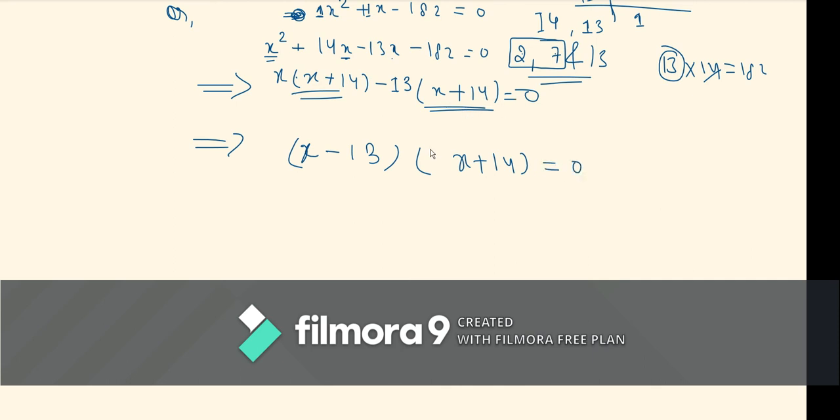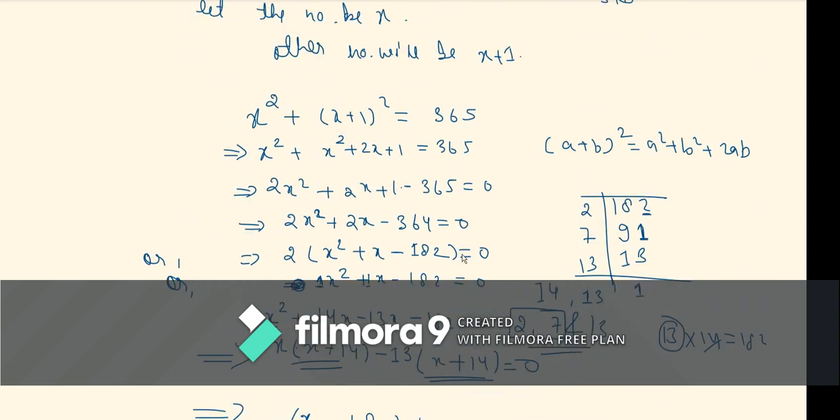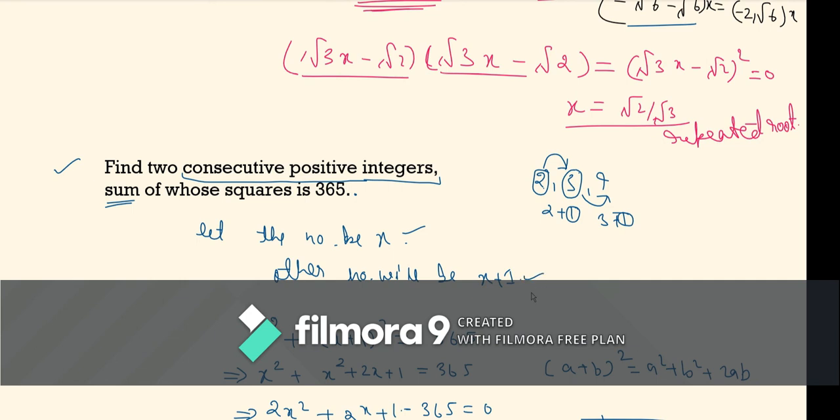Either this term is 0 or this term is 0, so let's do it. x minus 13 is equal to 0 or x plus 14 is equal to 0. x is equal to 13 or x is equal to minus 14. Now you have to answer. Which answer will you choose for putting in x and x plus 1? Which answer will you choose?